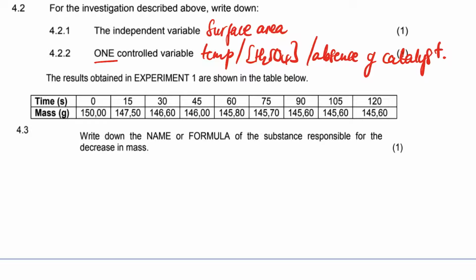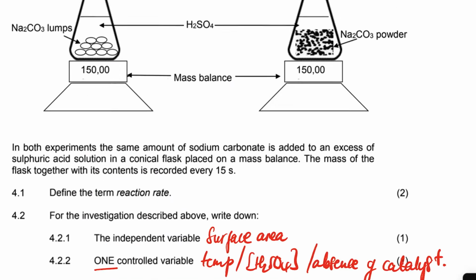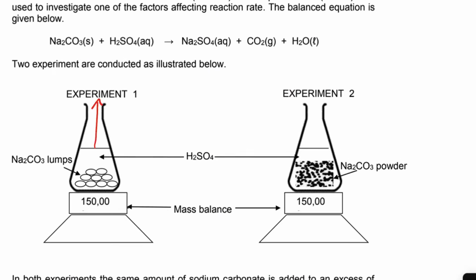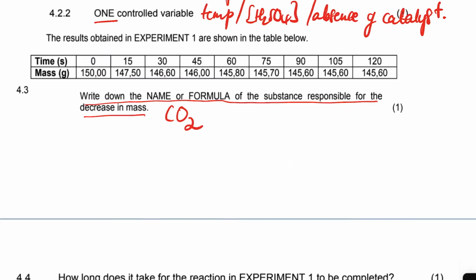Now it says write down the name and the formula of the substance responsible for the decrease in mass. As I just mentioned, it's the carbon dioxide. I'm going to write the formula, CO2. It's the carbon dioxide that is responsible for that decrease, as it is emitted and the mass decreases.